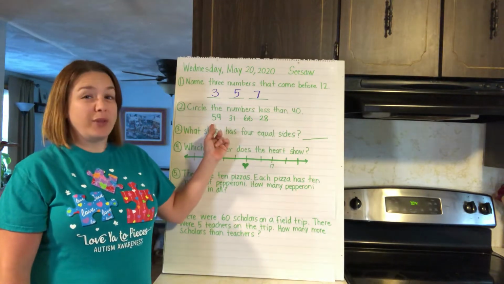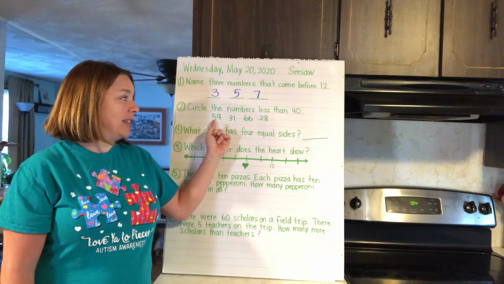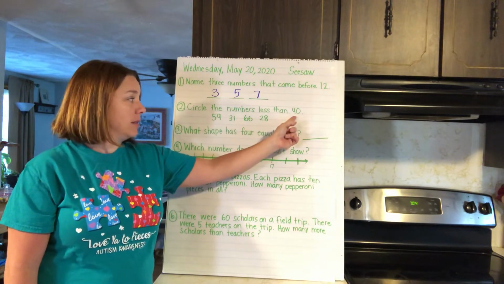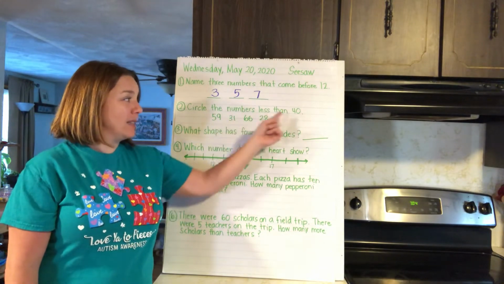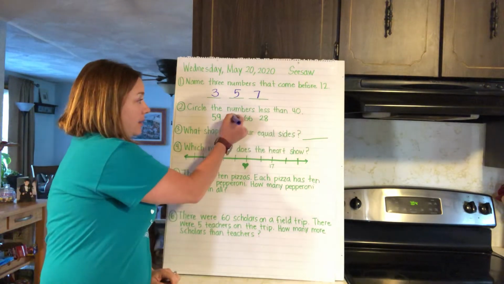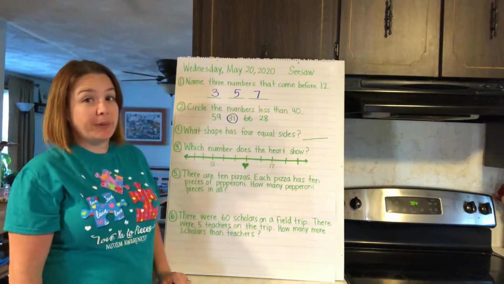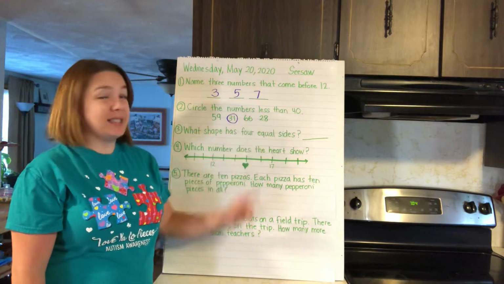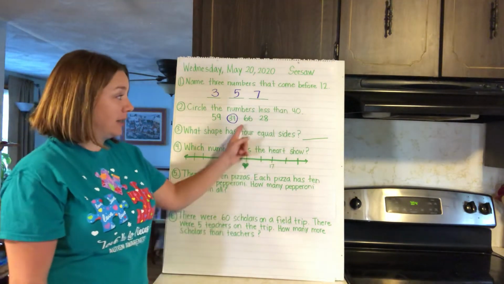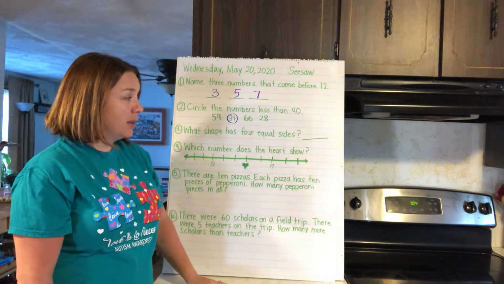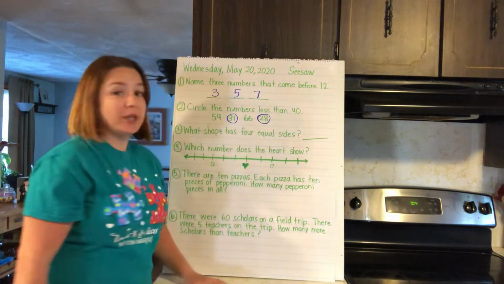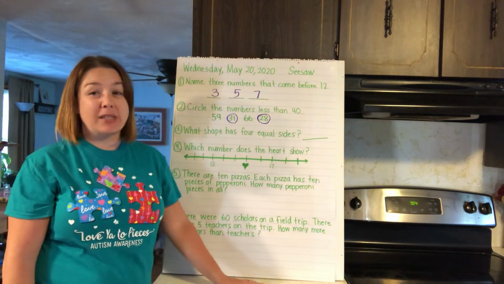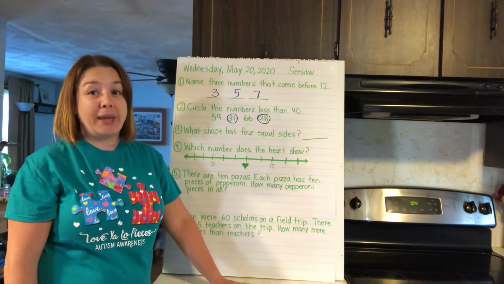59 is more than 40 because 5 tens is more than 4 tens. 31 is less than 40 because 3 tens is smaller than 4 tens. You should have 31 on your paper. 66 is more because 6 is more than 4. And 28 is less because 2 is less than 4. So remember, we're going to start by looking at the tens column when we're comparing numbers.